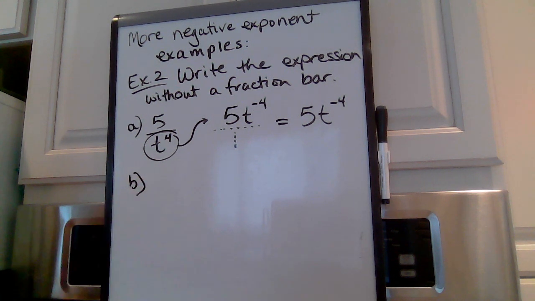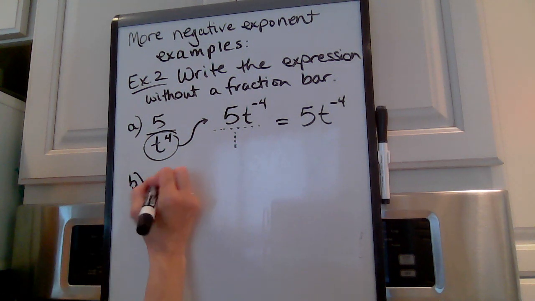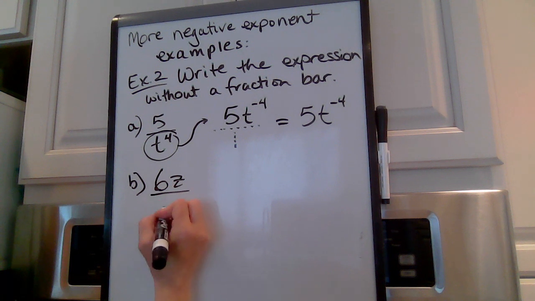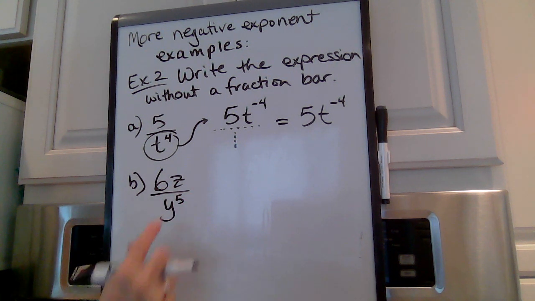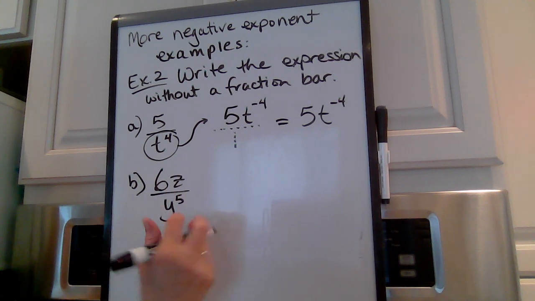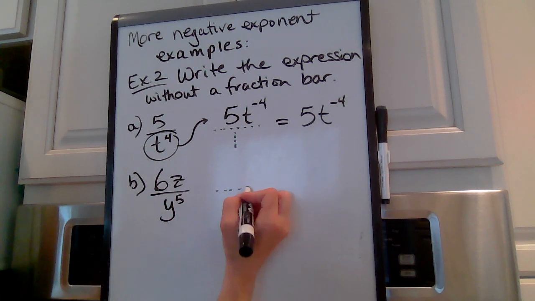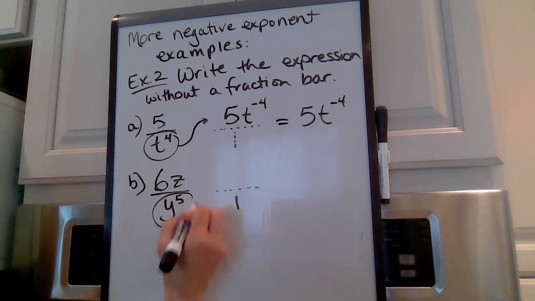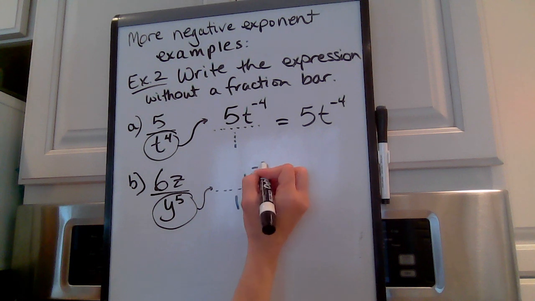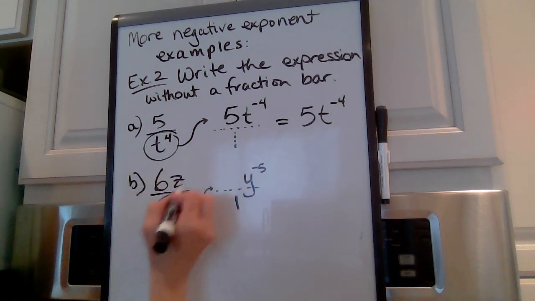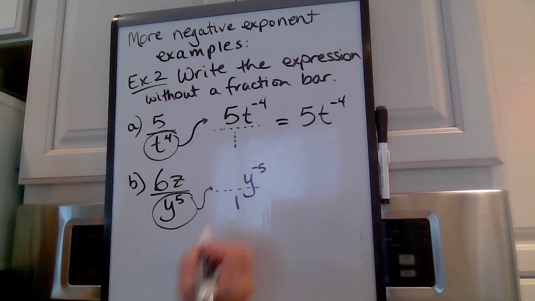Part B. If we have 6z over y to the 5th, same thing. We need to get rid of the fraction bar, which means we need to get rid of whatever's in the denominator. This is going to move up to the numerator. When we move it to where it doesn't belong, we need to show that it doesn't belong there with a negative exponent. This is right where it belongs. It stays in the numerator.